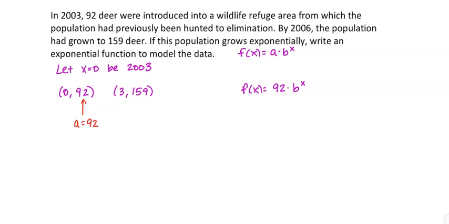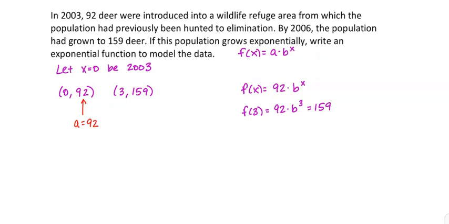To find our value for b, since we already know a, we can now just take our other points and plug in. So f of 3, plugging in 3 for x, will be 92 times b to the third power, and this will be equal to 159. So we need to solve this for b.